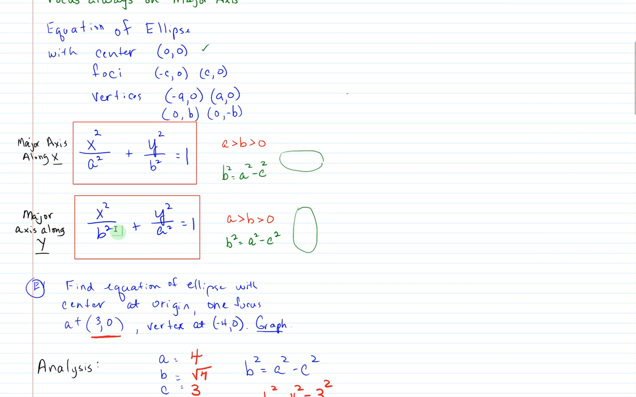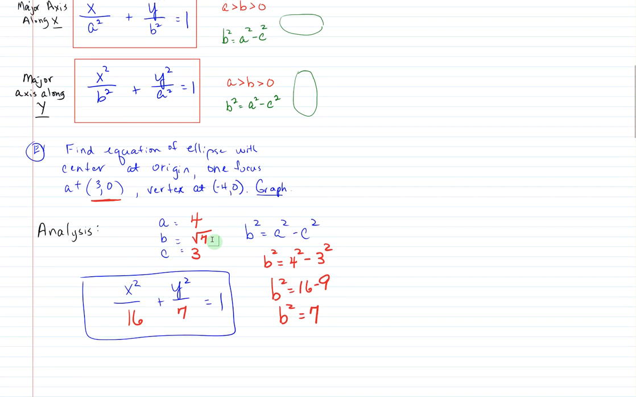Note the difference is the x squared and y squared stay in the same place. The a squared and b squared switch. So in this one, a squared goes under the x squared. In this one, it goes under the y squared. So you can remember, if it's going along the x, that's where your a goes.